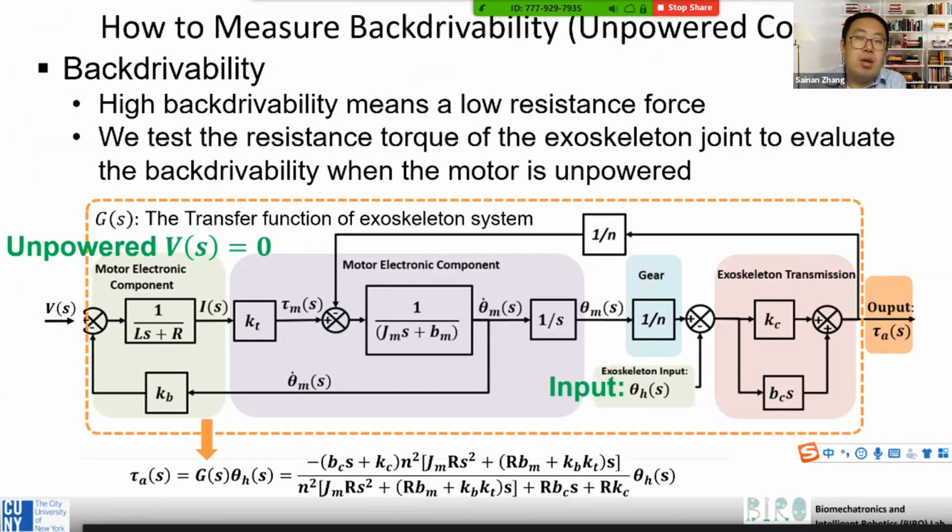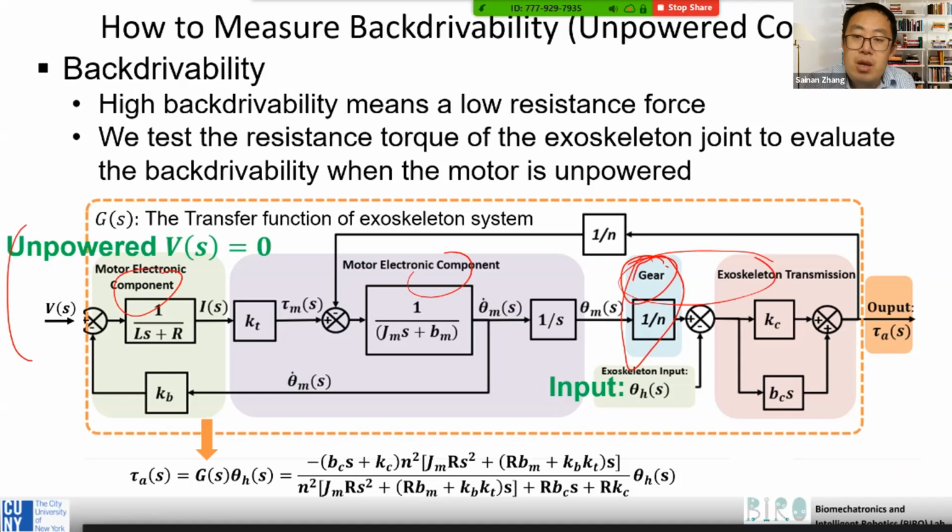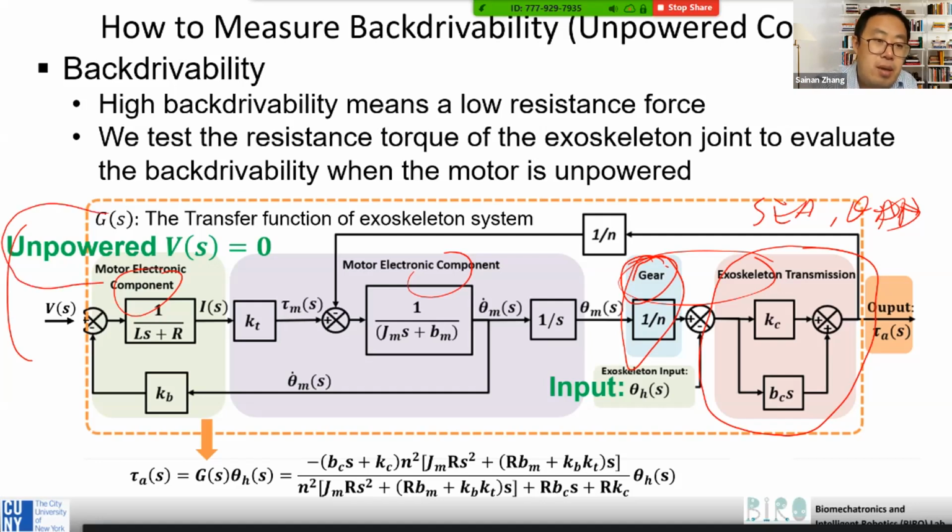Yeah, we saved that to the Dropbox folder. It's already saved to the folder you received. Basically, it's again the same transfer function. We just change the condition, this portion, right? The electrical components, and the gear, the 1 divided by n, which reduces the speed and amplifies the torque, and the exoskeleton transmission, either SEA or QDD. Either way, the overall block diagram doesn't change. We only change the input and output.